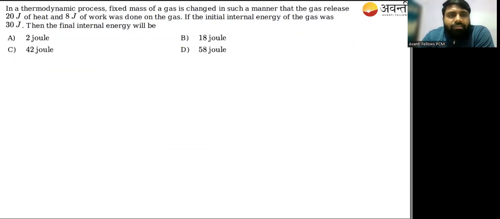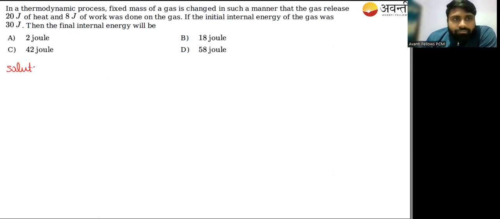Now move on to the next one. In a thermodynamic process, a fixed mass of gas is changed in such a manner that the gas releases 20 joule of heat and 8 joule of work is done on the gas. If the initial internal energy of the gas was 30 joule, the final internal energy will be. This question just tests your sign convention knowledge and the application of the first law of thermodynamics.